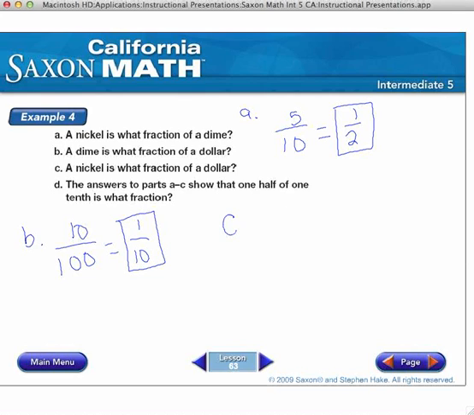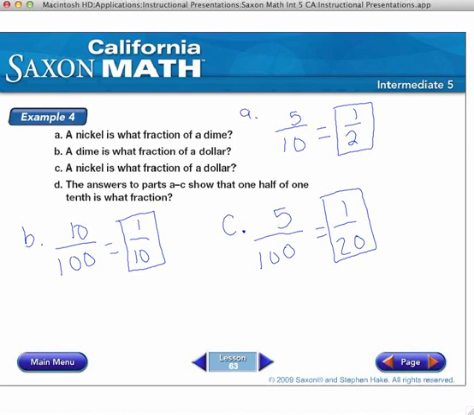C, a nickel is what fraction of a dollar? Well, a nickel is worth 5 cents out of 100 cents. Now, I can either divide 5 into 100, or ask how many nickels are there in a dollar? There are 20 nickels in a dollar. So 1 nickel would be 1/20th of a dollar.